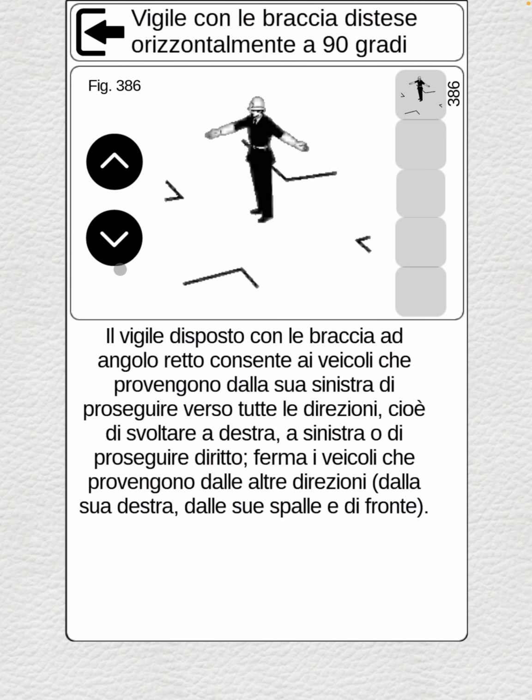Let's go ahead. Vigili con le braccia destra orizzontalmente a 90 gradi. Look at this question very well. Let me explain this one very well. There are many questions that will come and meet you, especially this. It's confusing somehow.